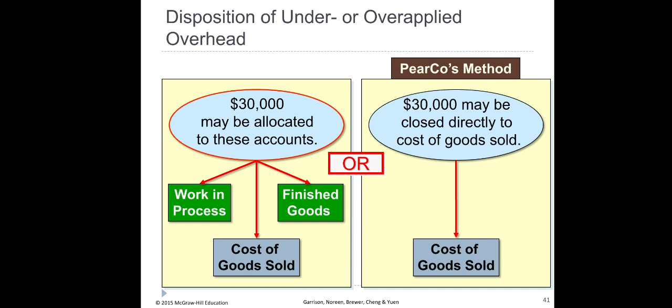If there is a question asking you how to record the over or underapplied overhead at the end of an accounting year, then the answer is to close the amount in three accounts, which are work in process, finished goods, and cost of goods sold. Or the second method that can be used is to close the amount in the cost of goods sold account only. The first method is complex. The second method is simpler.